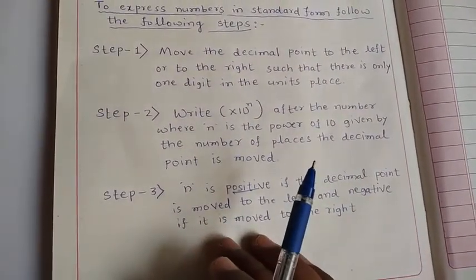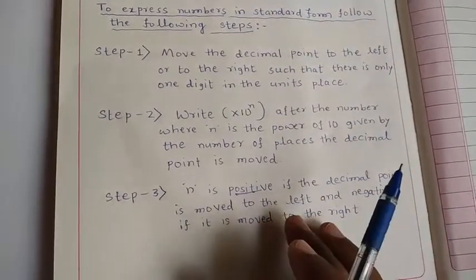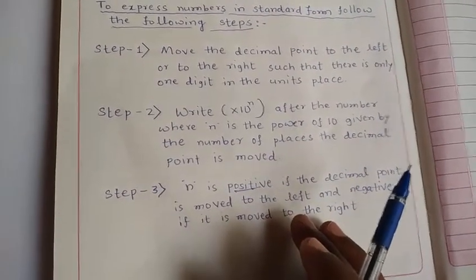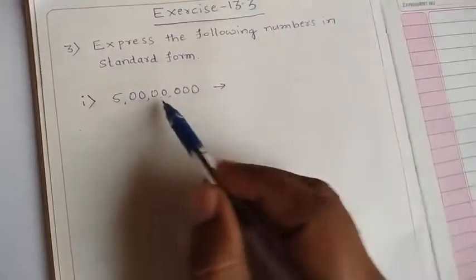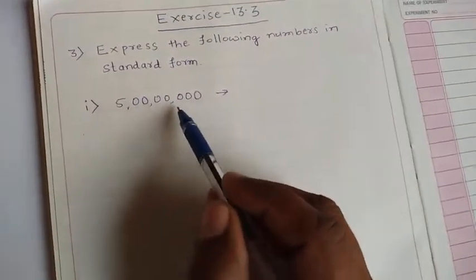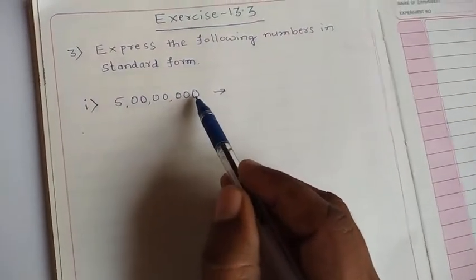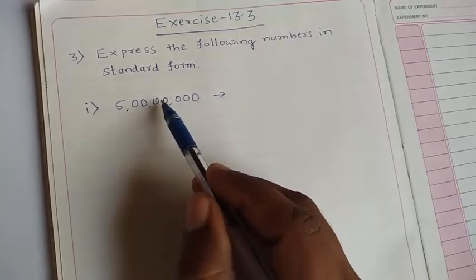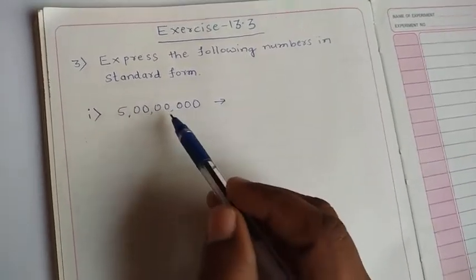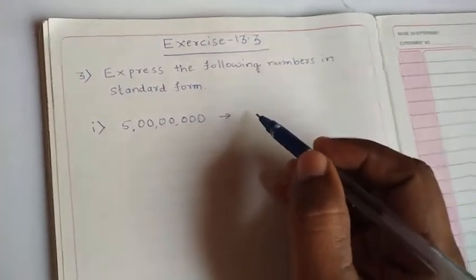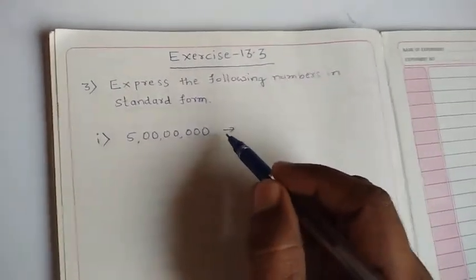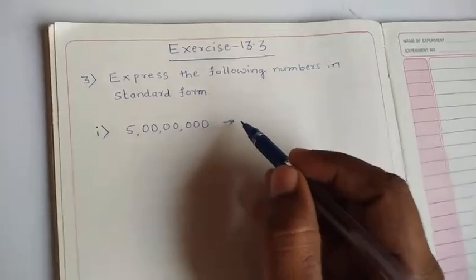After that we are going to solve the problems. Now let me solve the exercise. See the problems, students. This is the given number. It is 5 crore. Here we have to write this number in standard form.